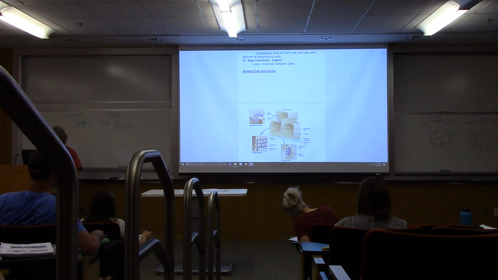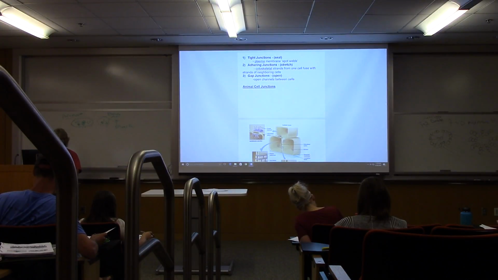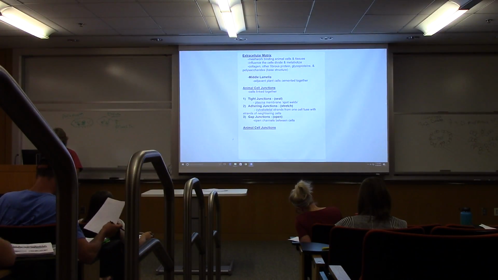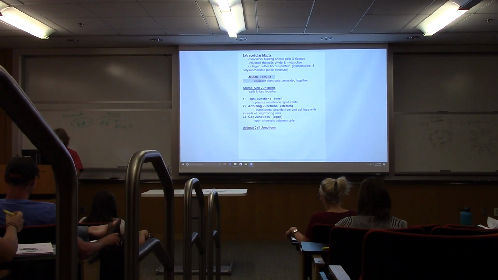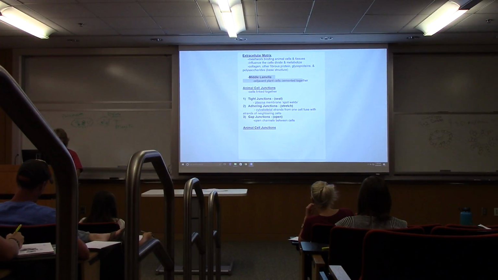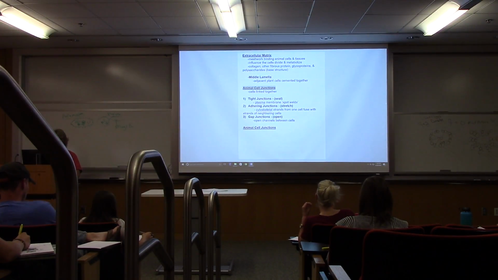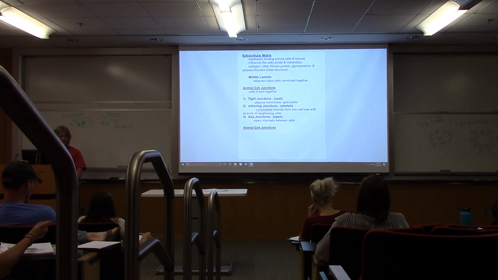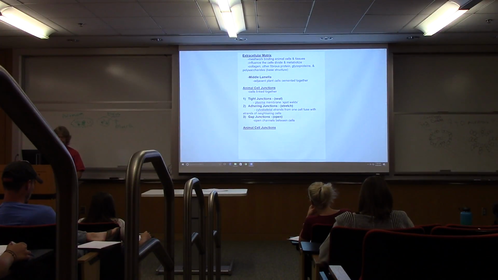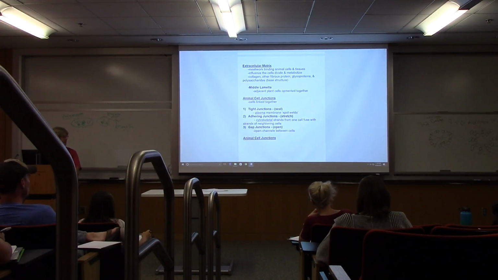Right. There are three main animal cell junctions. Like the extracellular matrix, the middle lamella I mentioned, animal cells. We'll see three different types of junctions in animal cells: tight junctions, adherent junctions, and gap junctions. A gap junction is, again, open.